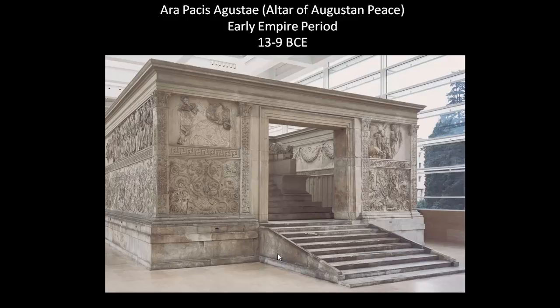Here we have the Ara Pacis. This was a work of art that was commissioned by Augustus, the first emperor of Rome. And he commissioned this monument to celebrate what he saw as one of his most important achievements in Rome, which was bringing peace back to Rome.